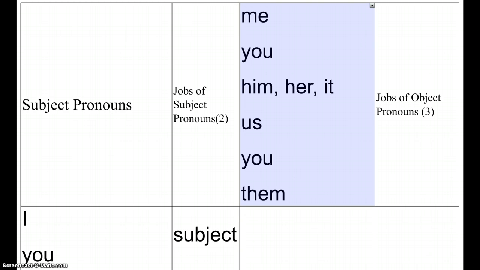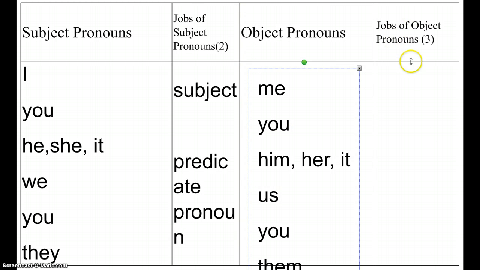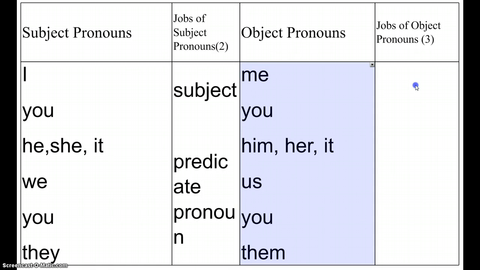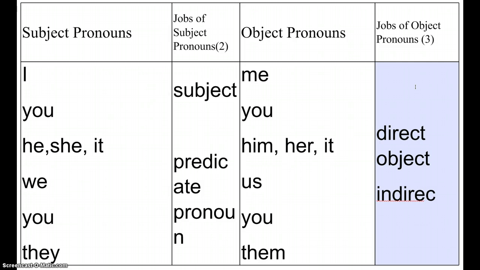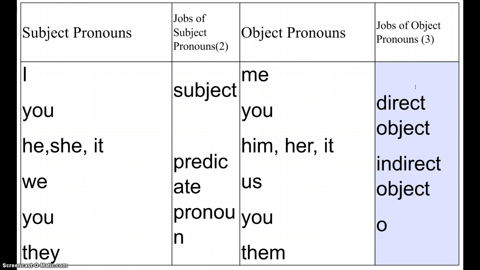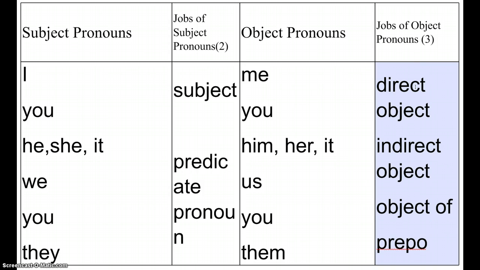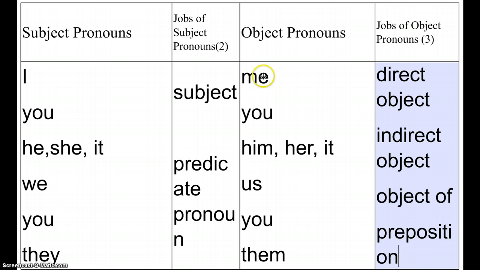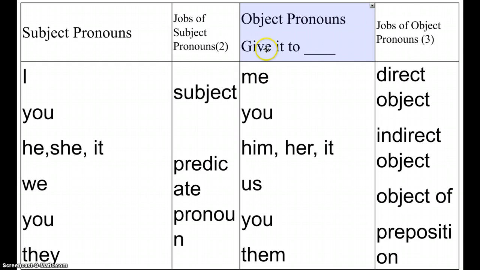And the way I tried to let you think about how to remember these is to think that you could put a little sentence in there that you can substitute each of these words for. So if we think of our jobs that object pronouns can do, we have direct object, indirect object, and object of a preposition. So if we think of a sentence that we could put here, how about "give it to," and we substitute in a pronoun. I could say give it to me, give it to you, give it to him, give it to her, give it to us, give it to you, give it to them.